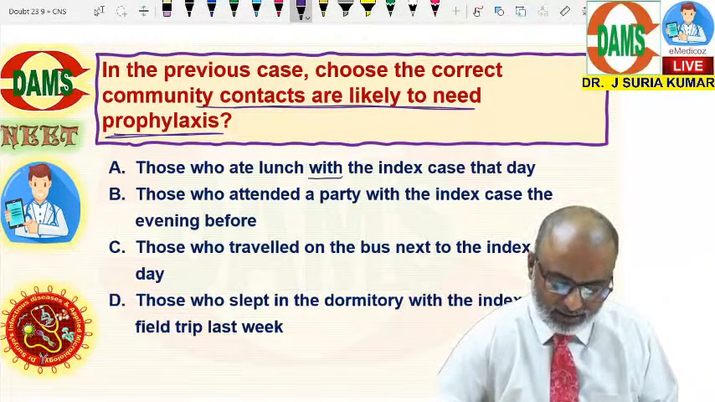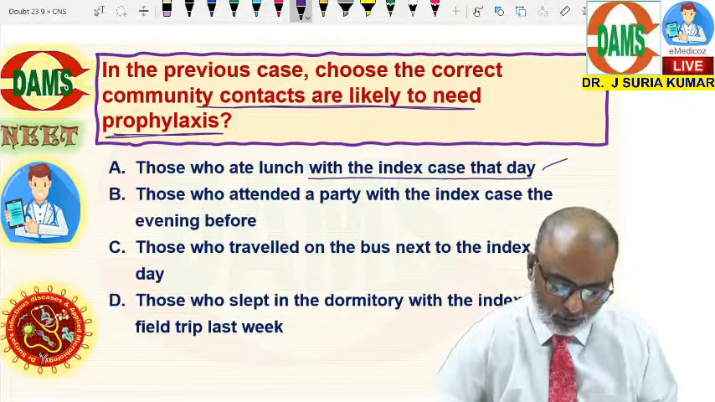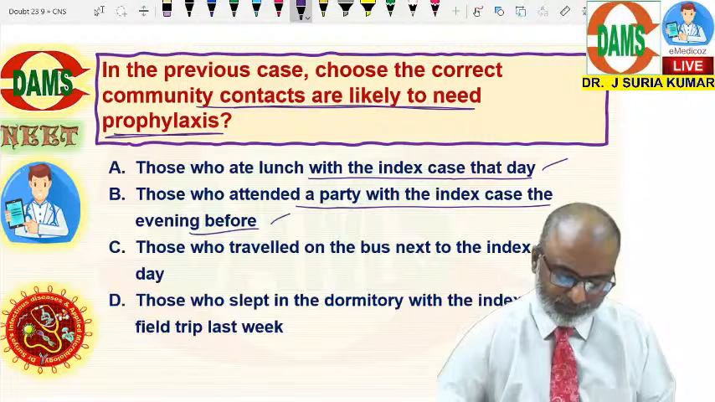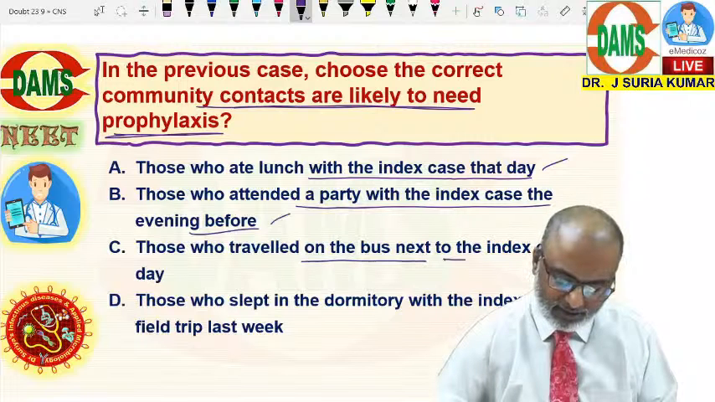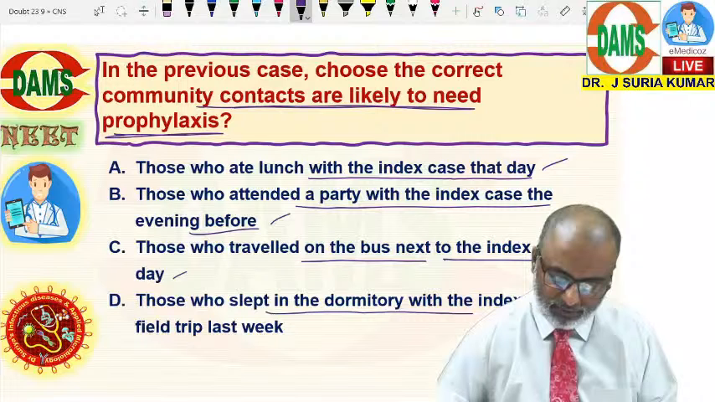Those who ate lunch with the index case that day, or those who attended a party with the index case the evening before, or those who travelled on the bus next to the index case that day, or those who slept in the dormitory with the index case on a field trip last week.